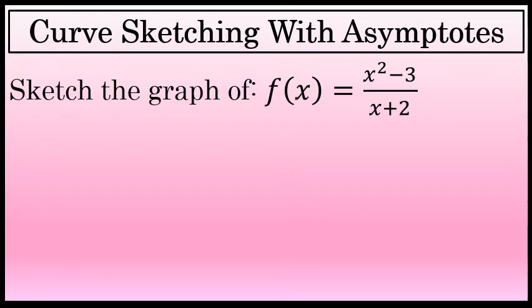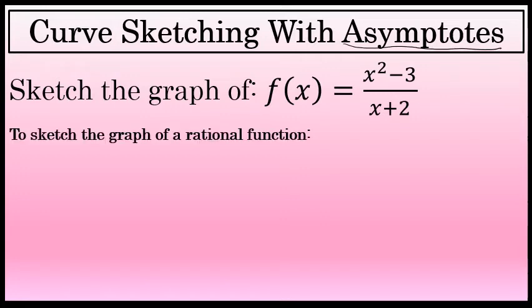Rational functions, such as f of x equals (x squared minus 3) over (x plus 2), often include asymptotes. The graph of this function does. In this video, I'll describe 4 steps that can be used to draw the graph of rational functions, including how to deal with asymptotes. Those 4 steps are to first identify what the asymptotes are.